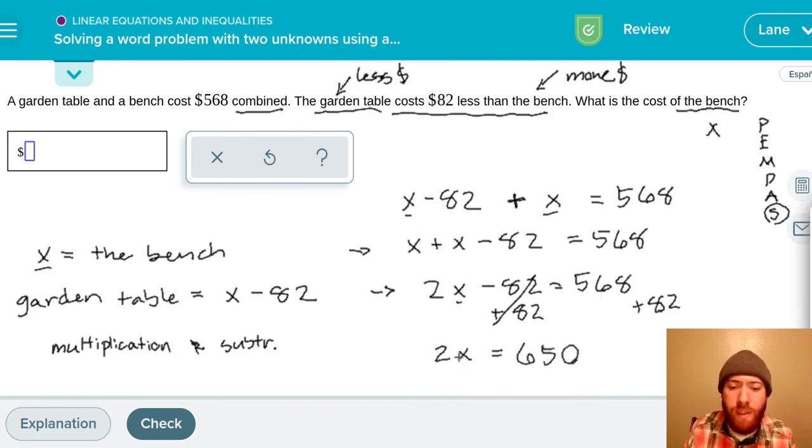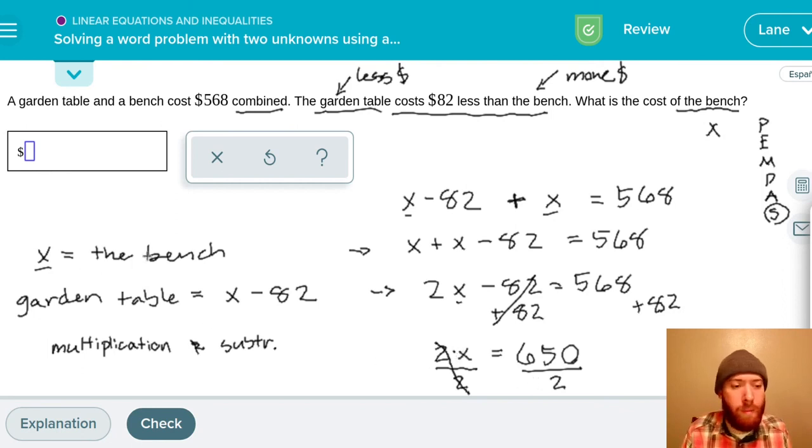Okay, now we just need to get rid of this 2 on the left-hand side. The 2 is involved in the operation of multiplication. So to get rid of the 2, we need to use the opposite operation. The opposite of multiplication is division. So we can get rid of this 2 by dividing both sides by 2. And then these 2's cancel out, and our answer is going to be 650 divided by 2.